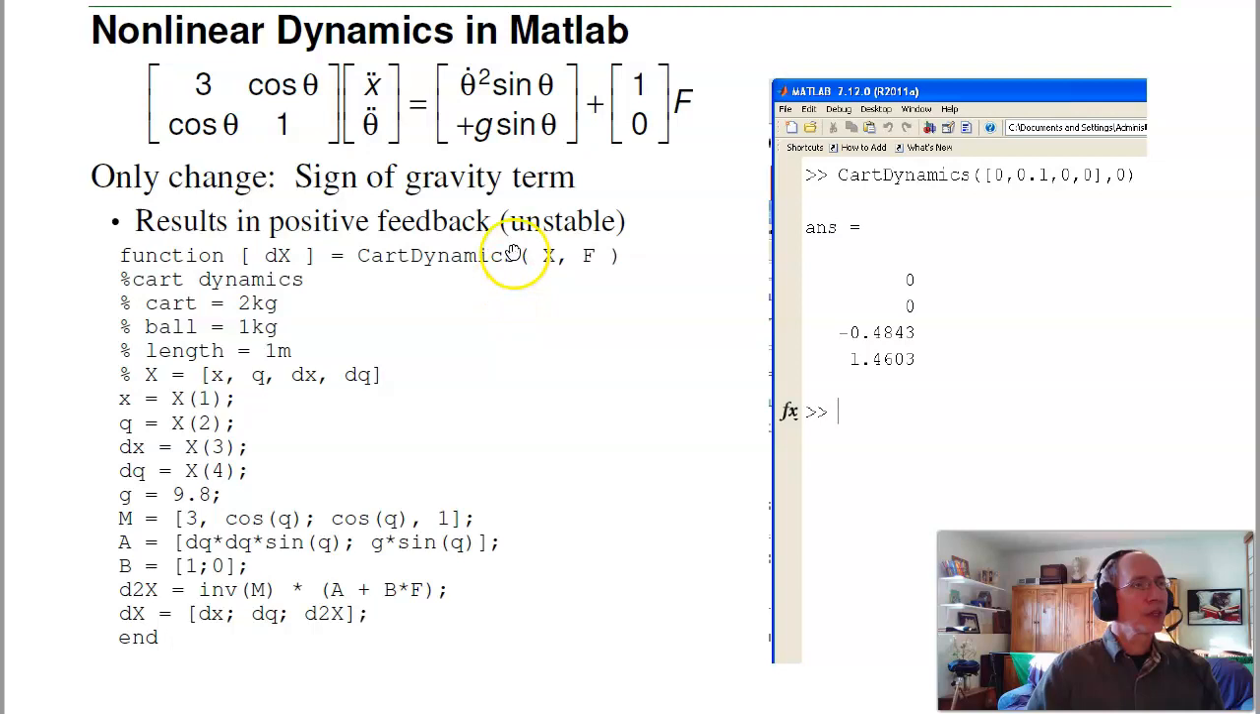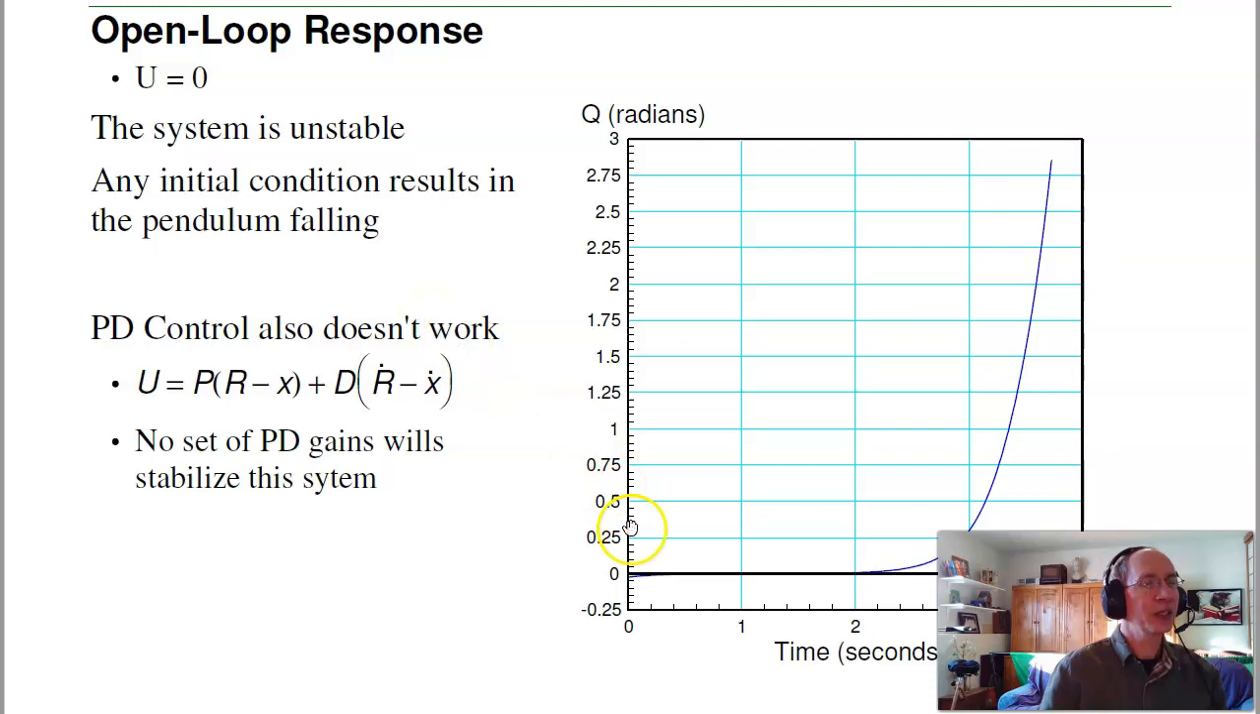The nonlinear simulation is exactly what it was for the cart and pendulum system, except this line right here. I changed gravity from minus 9.8 to plus 9.8. The display routine is slightly different because rather than the pendulum being drawn down for zero position, it's drawn up for zero position. And the open loop response is as I just showed you, if we give it some small initial condition, it blows up.